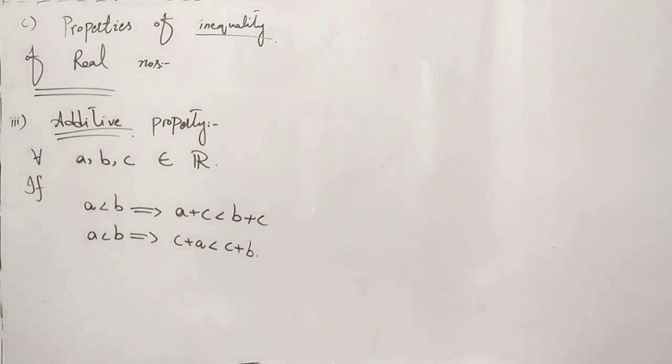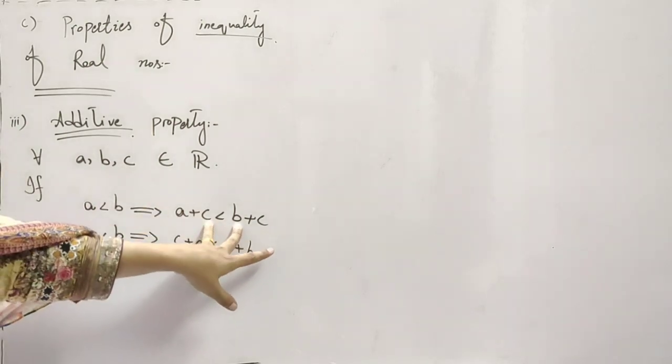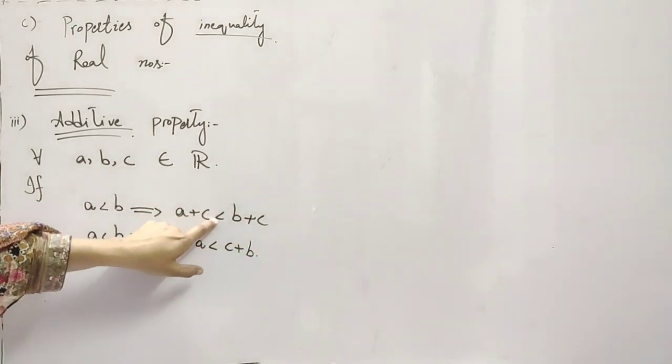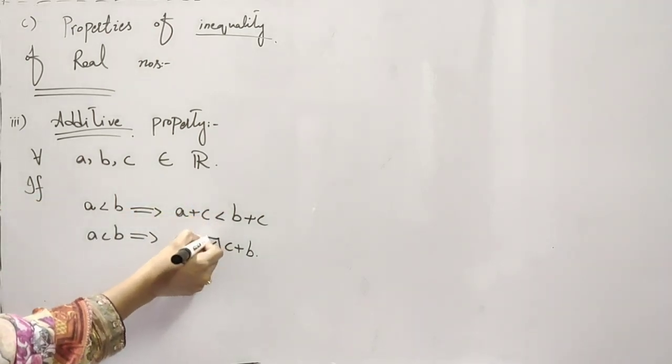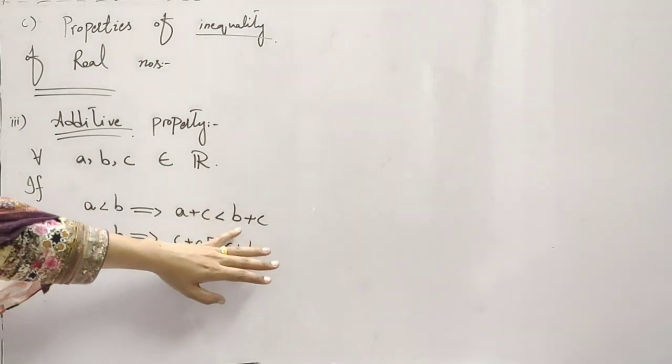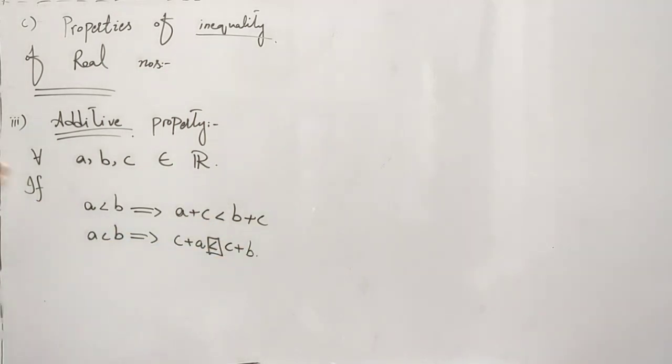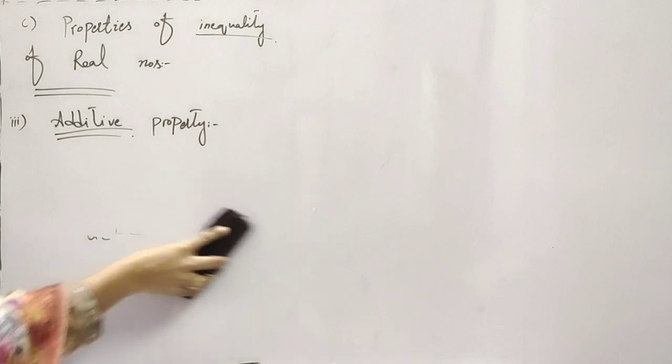Okay. What does it mean? It means that take any two numbers, the first number is less than the second. If you add any one number on both sides of this inequality, the inequality sign can never be changed. There is no difference in the inequality sign. The inequality sign will be the same as it was before the addition. So this is the additive property of the inequality of the real numbers. You can take any example of the additive property of the inequality of real numbers.